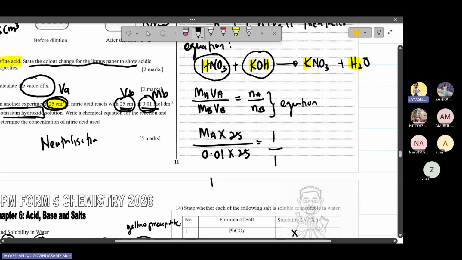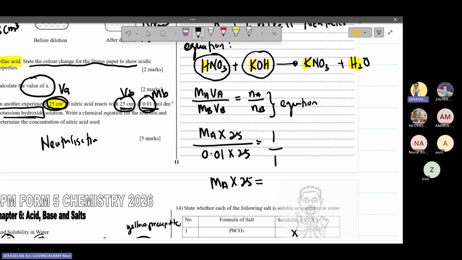Cross, multiply MA times 25 here, and below here 0.01 times 25. You want to find the MA: 0.01 times 25, divide with what? 25. Cancel, cancel. What answer? 0.01 mol dm^-3. You guys already score 5 marks. Any question? Those at home, understand?